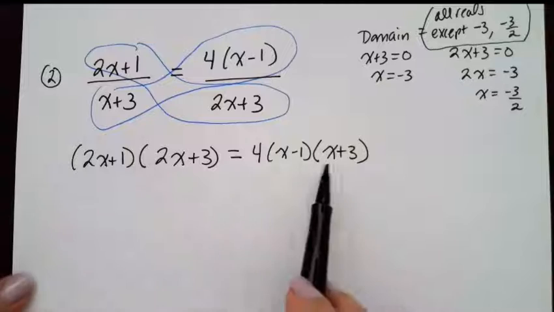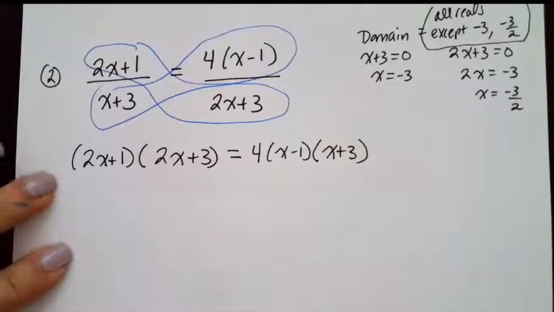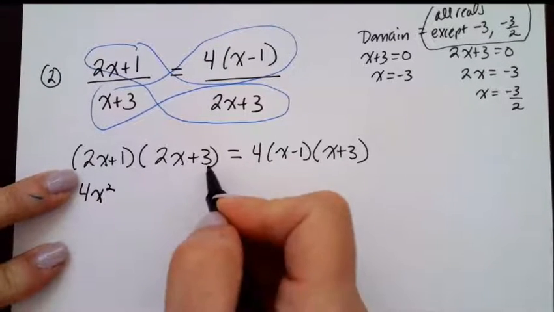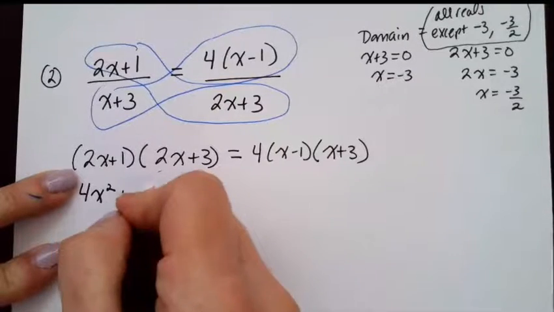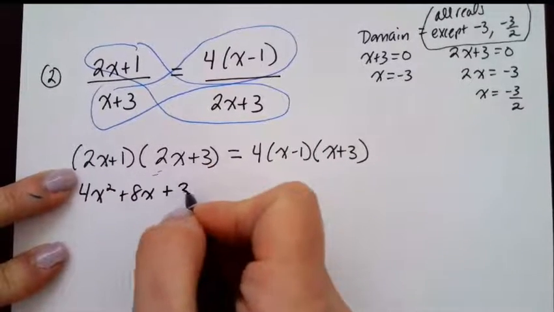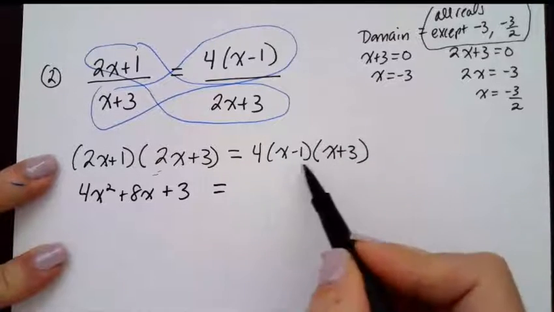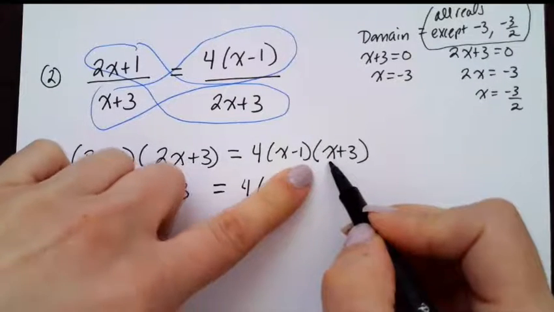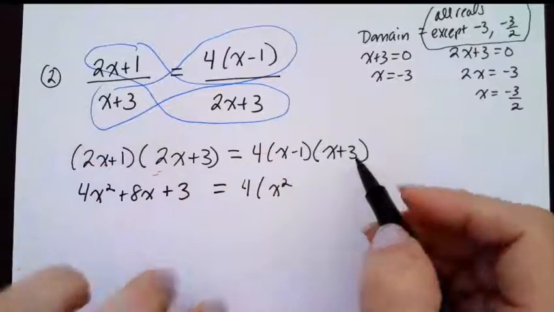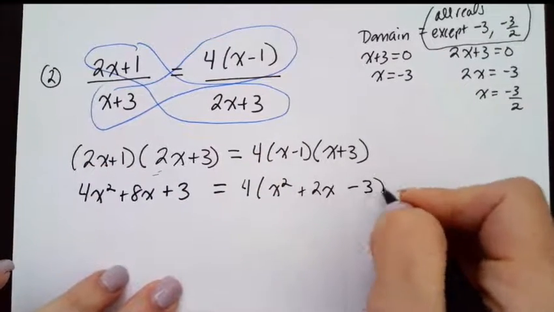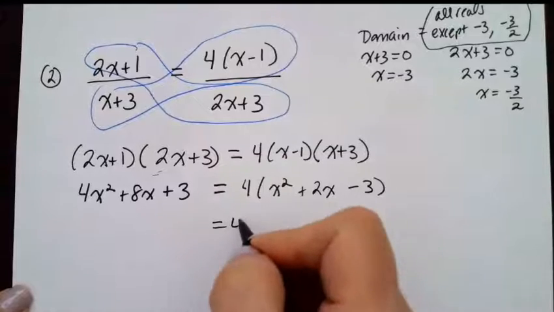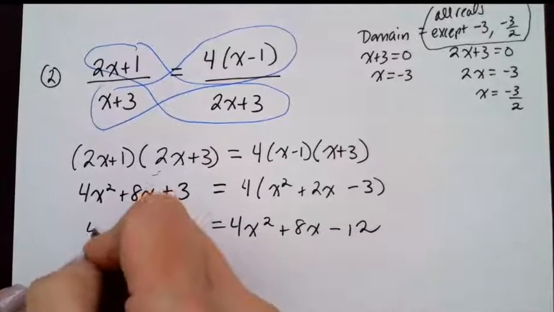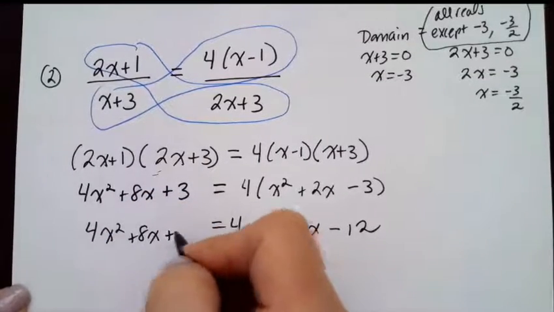All right, let's continue. We need to multiply in order to figure out what type of equation we have. Multiplying the binomials, I have 4x squared. The outside will be 6x, the inside is 2x, so that's 8x. And then the last is 3. On the other side, I'm going to multiply the binomials first, then I'll distribute the 4. X times x is x squared. The inside is -1x. The outside is positive 3x, so that's positive 2x, and then minus 3. Let me distribute that 4: 4x squared plus 8x minus 12. Oh, and I see here 4x squared plus 8x plus 12.